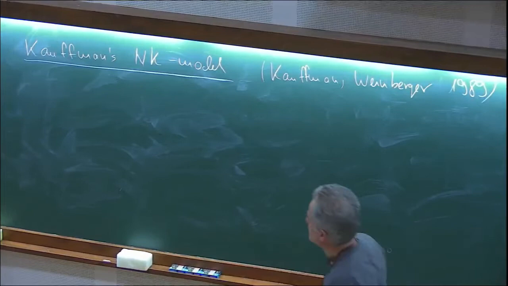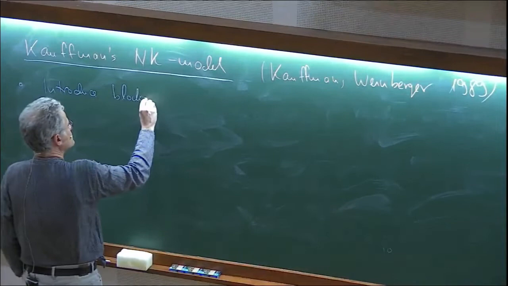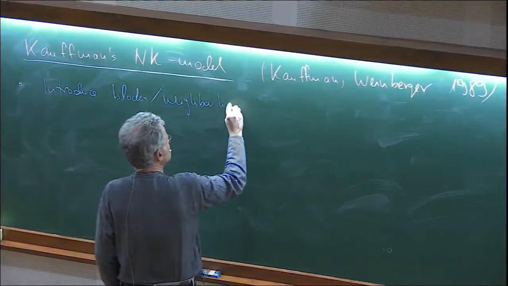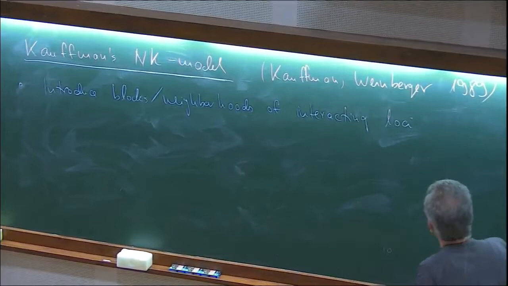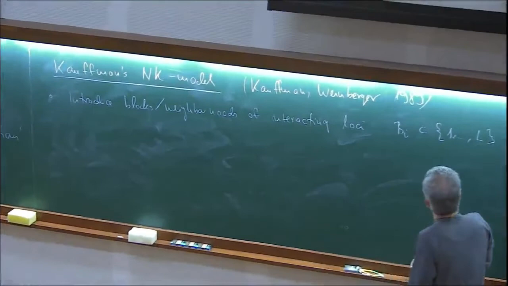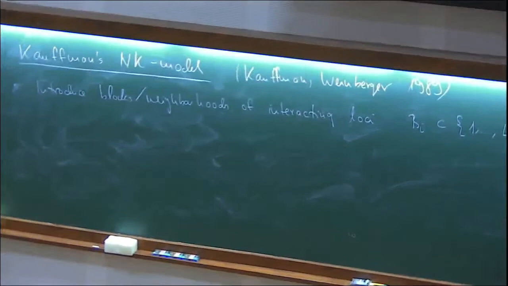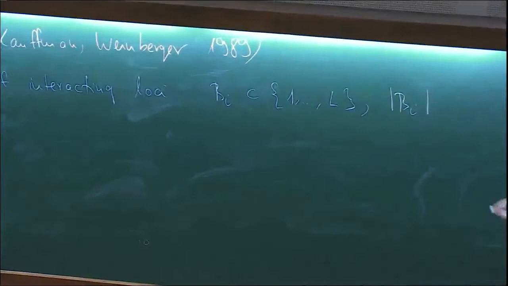So what you do is introduce a certain structure: so-called blocks or neighborhoods of interacting loci. I will call these blocks, but often they are also called neighborhoods. I will call these B_i. Each of these B_i is a subset of the set of loci, so a subset of the numbers from 1 to L. I will assume that they all have the same size. This is not really necessary, but this is what Kauffman assumed. So the number of loci in each of these subsets is equal to k, and this is the parameter that comes into the NK model.